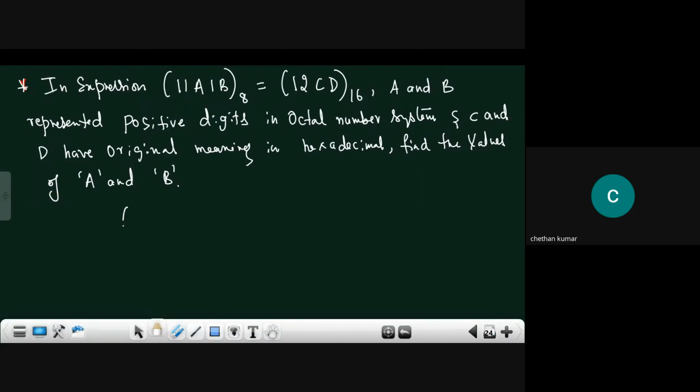So he's saying that 111A1B with the base of 8 is equivalent to 12CD in hexadecimal, where C and D have their original meaning in hexadecimal, but A and B are positive. This number is positive. How to solve this problem?